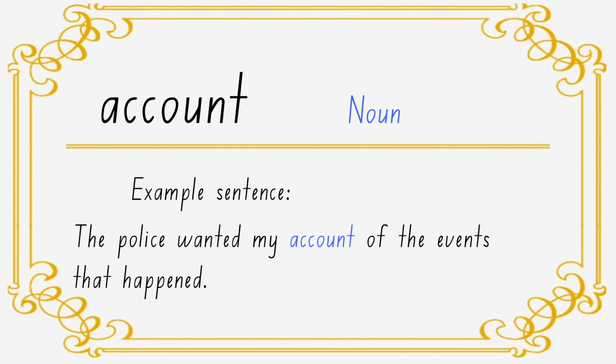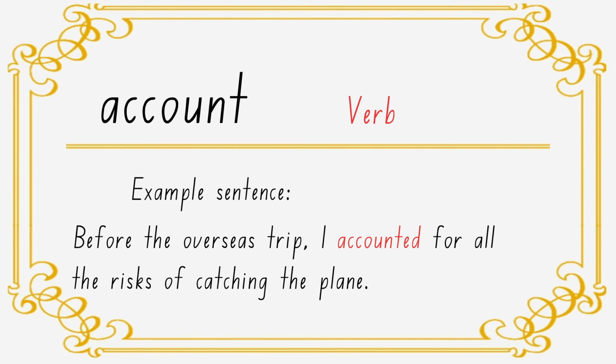The next word is account. Account can be used as a noun and a verb. As a noun, it means a report or description of an event. So it's just a retelling of something that happened. If someone wanted an account of what happened, they just want to hear your side of the story. Now as a verb, it means to consider or be regarded in a specific way. It's normally to ask if you've thought about something. So you might be asked if you've taken something into account. They're just asking if you've thought about it.